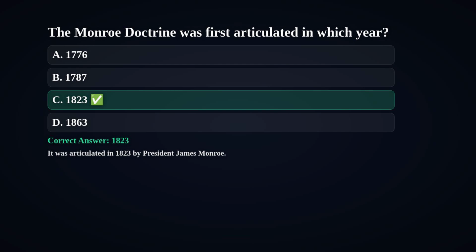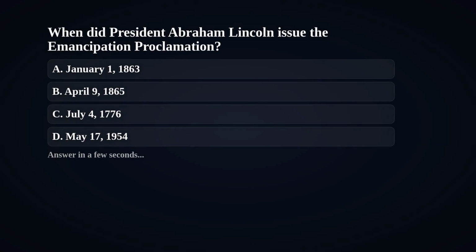The correct answer is C. 1823. President James Monroe presented the Monroe Doctrine in 1823, warning European powers against further colonization or interference in the Americas. Question 8. When did President Abraham Lincoln issue the Emancipation Proclamation?